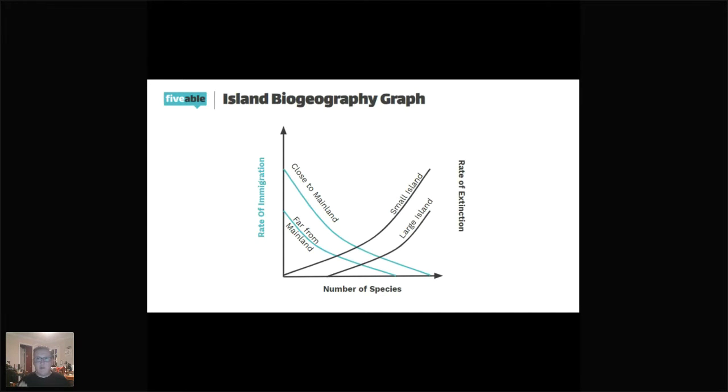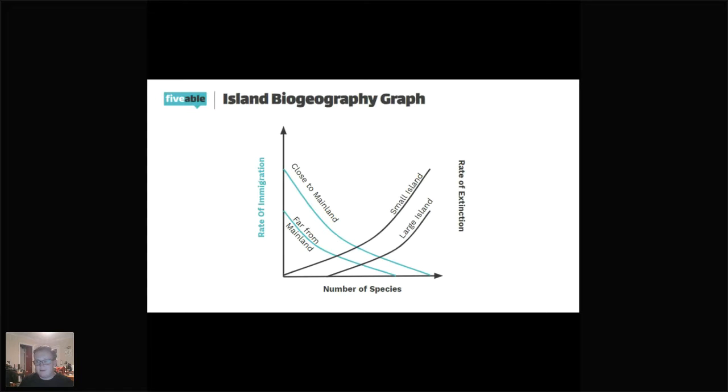If a volcano erupted, I know there might not be volcanoes on both, but theoretically, if a volcano erupted on both, according to island biogeography, which would most likely restore its biodiversity first? We're looking at the rate of immigration here. So which would most likely replenish their biodiversity first? Yes, the big island, Taiwan.